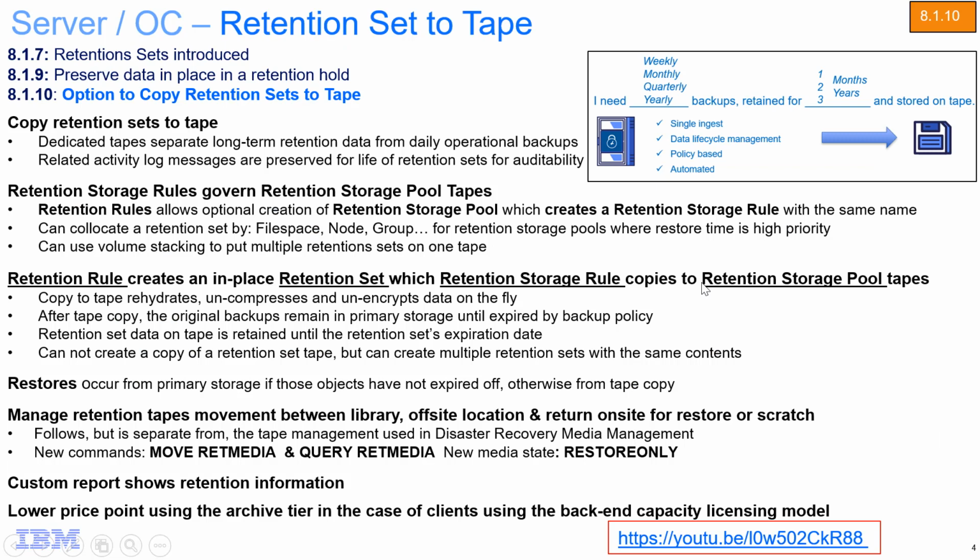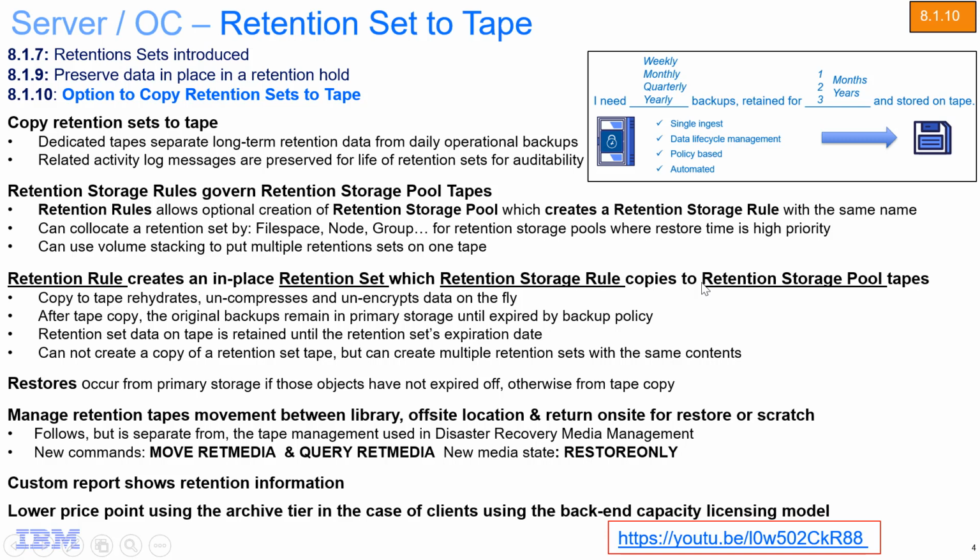The first new feature in Spectrum Protect is going to be the ability to copy retention sets out to tape. Back in version 8.1.7, we introduced retention sets, and in version 8.1.9, we introduced the ability to place a hold on retention sets. Now, what a retention set does is it takes data that's already been backed up, and based upon a retention rule, it will create either a weekly, monthly, quarterly, yearly point-in-time snapshot of those backups that will then be retained for a specific amount of time, maybe a month, a year, multiple years.